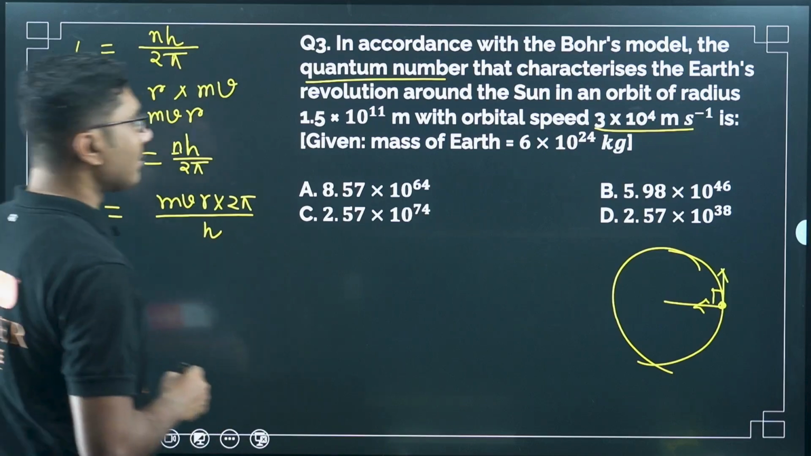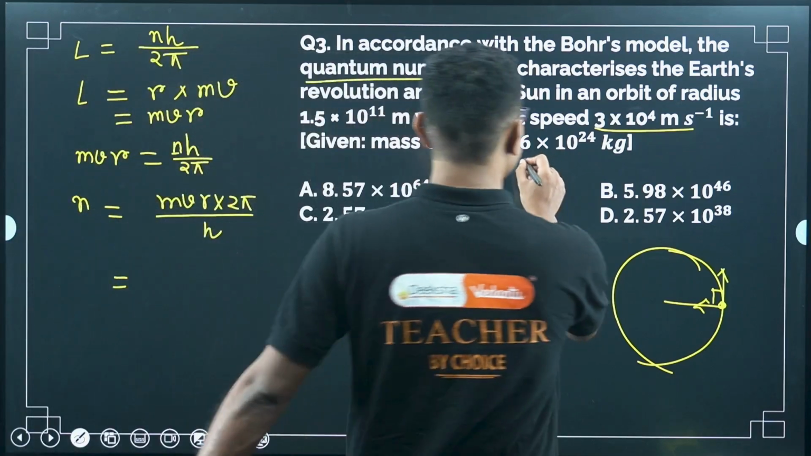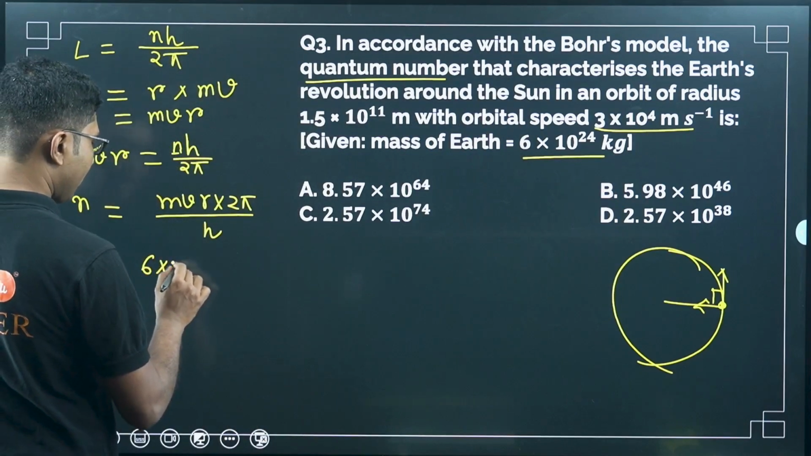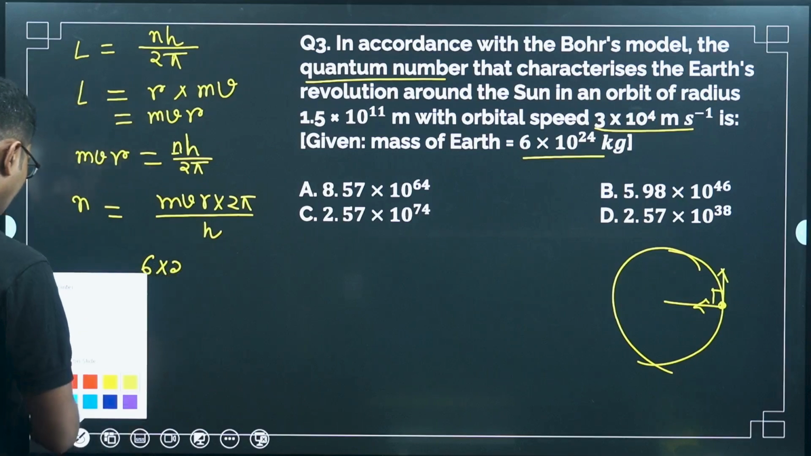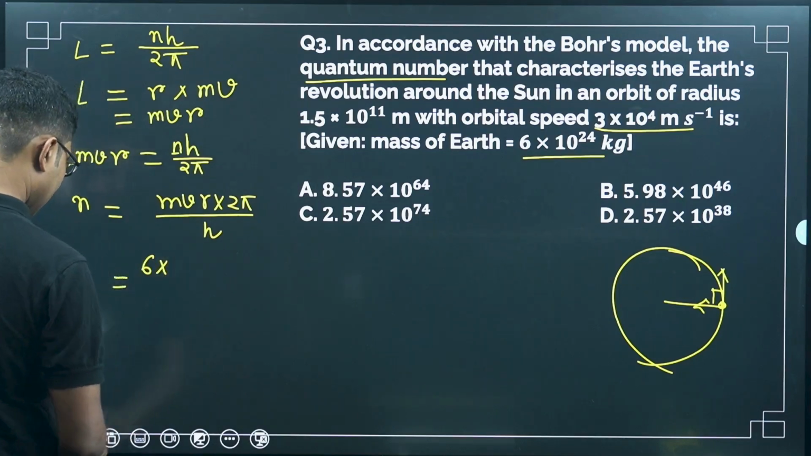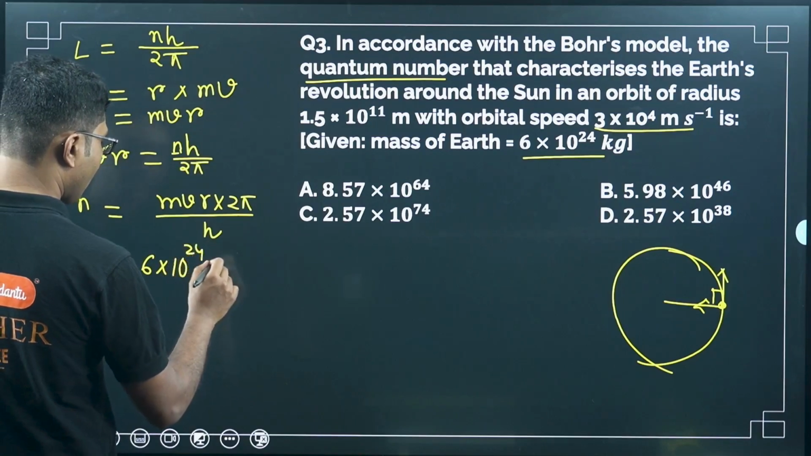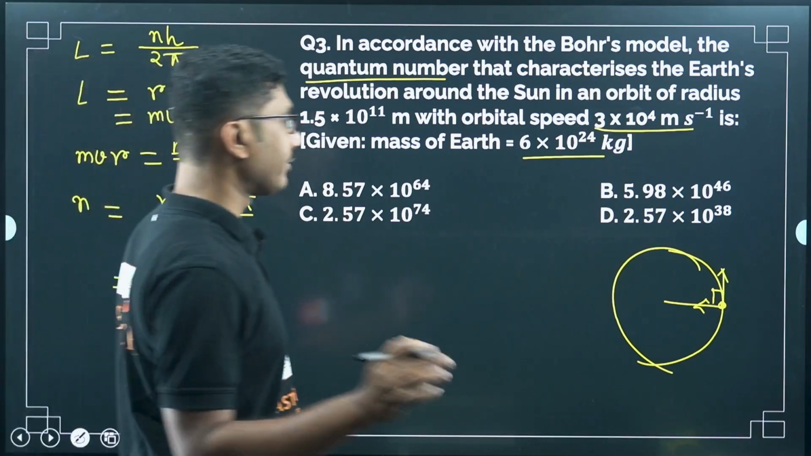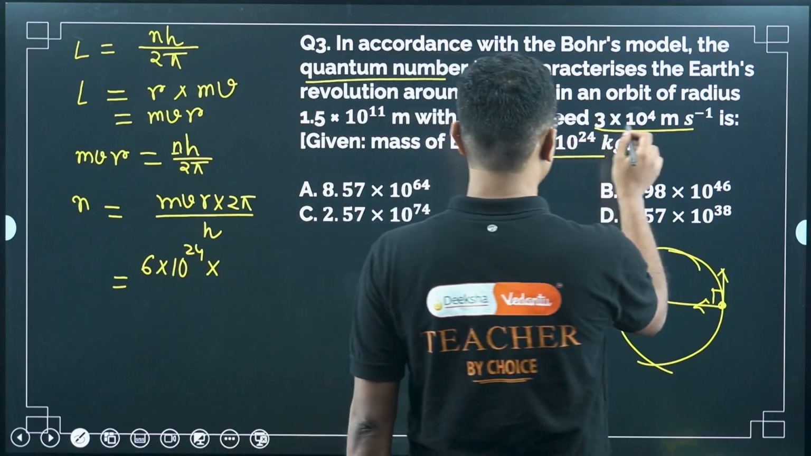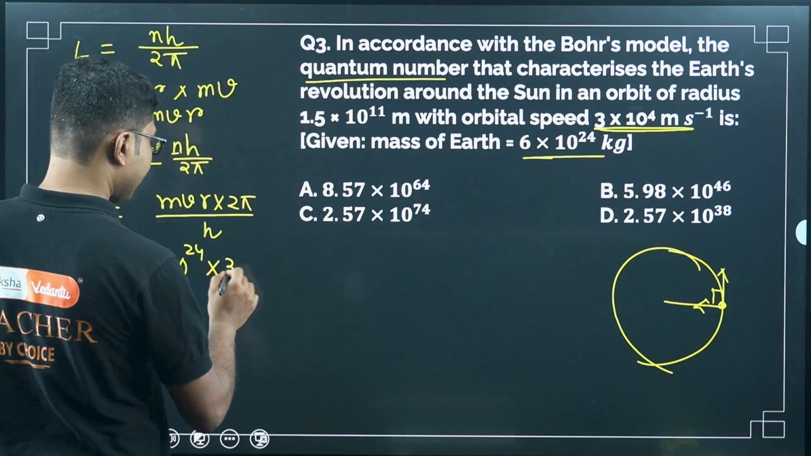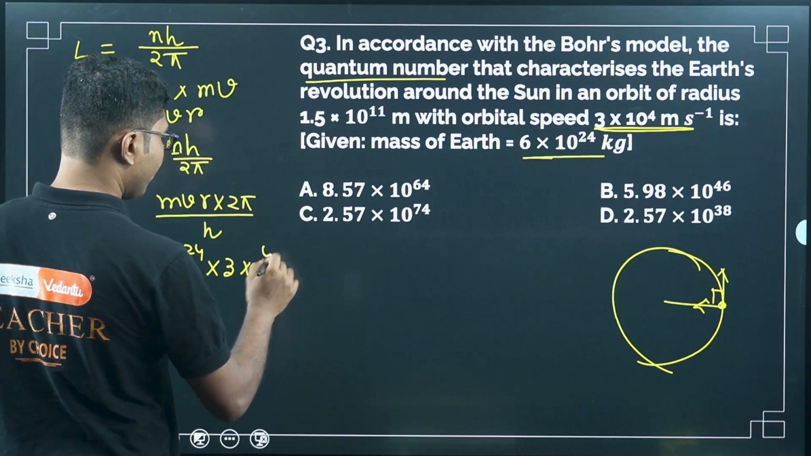What is the mass of earth? Mass of earth is given as 6 times 10 to the power of 24 kilograms. And what is the velocity of the earth? Velocity of earth is also given. Everything is given in actual units. The orbital speed of earth is given in meters per second, so we don't need to change it. It is 3 times 10 to the power of 4.